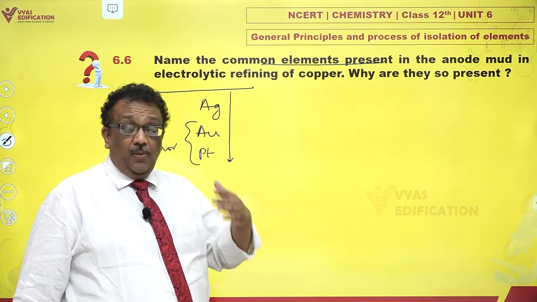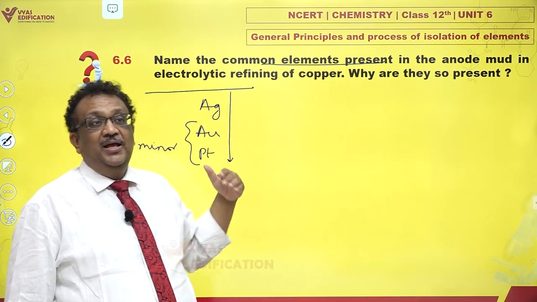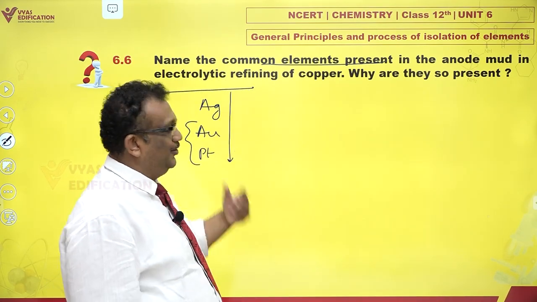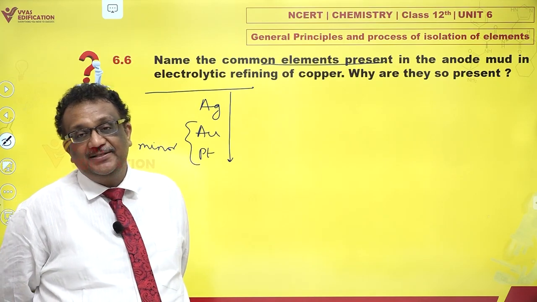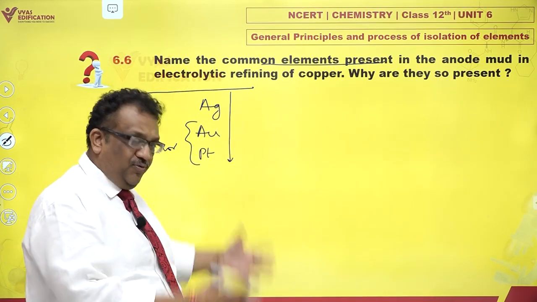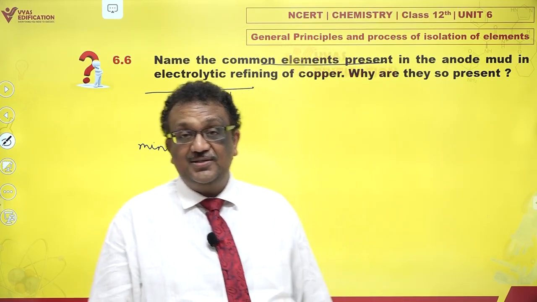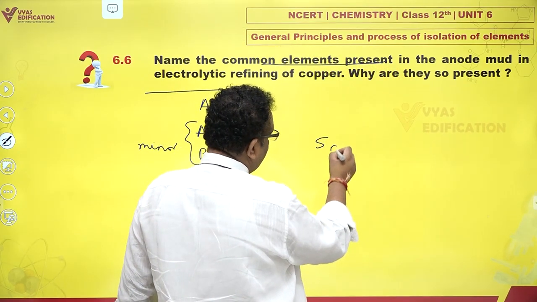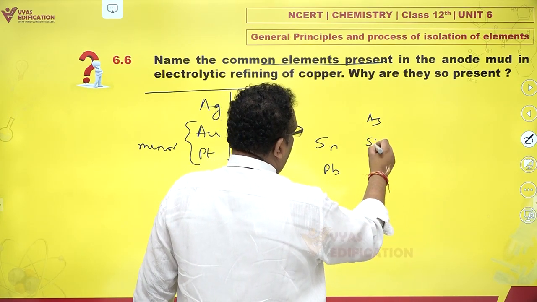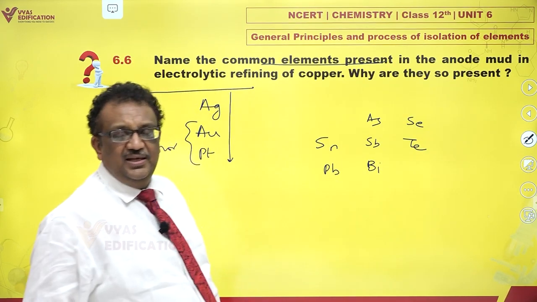You find that copper gets oxidized in preference to silver or gold or platinum, and since copper is oxidized more easily, you very well find that simply this happens. That means when copper gets oxidized, there is nowhere they can remain, they just fall down and they constitute anode mud. Also, you have other elements like tin, lead, arsenic, antimony and bismuth, selenium, tellurium, you have all these things.